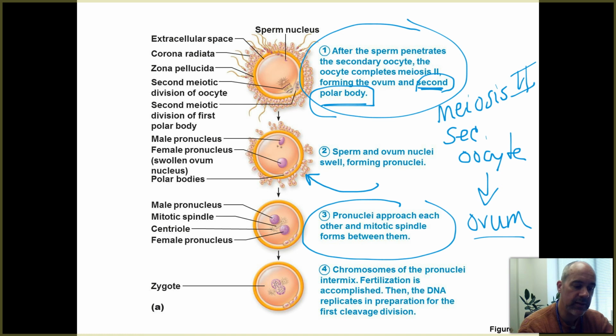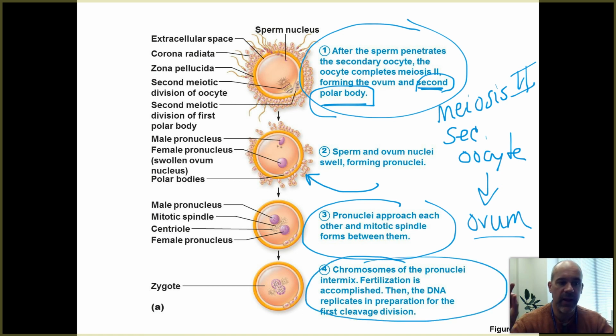Okay, so eventually the chromosomes from the male and the female meet up with each other. So now you have two copies of each. You've got two copies of chromosome number 1. One came from dad, one came from mom. Two copies of chromosome number 2. One came from mom, one came from dad.